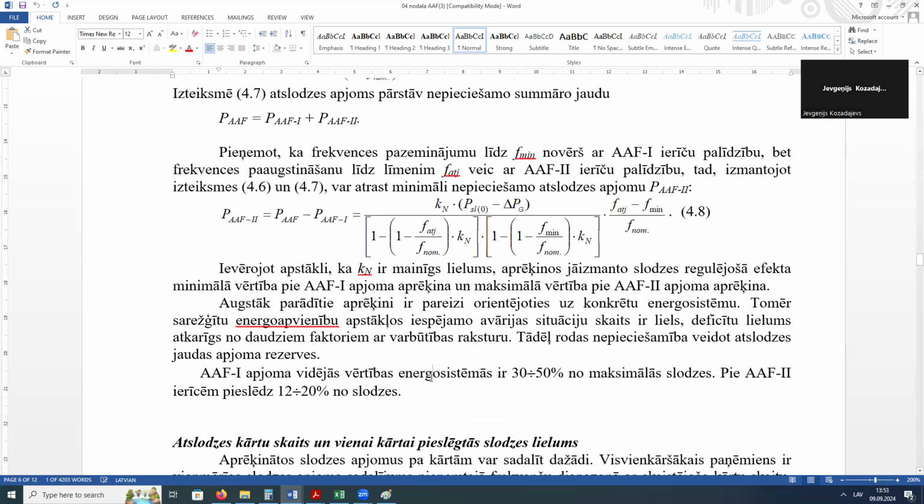Some summaries: usually to the first type of under frequency automation about 30-50% of the total load is connected, and to the second type about 12-20%.